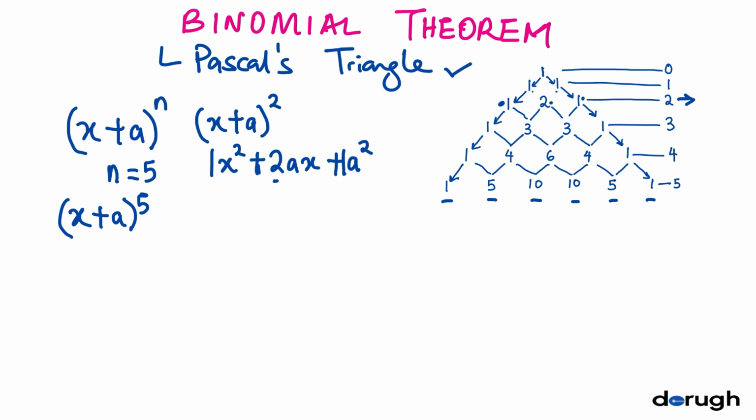Same thing applies for x plus a power 5. It just tells us that the coefficient of the first term will be 1, the coefficient of the second term will be 5, and the coefficient of the third term will be 10. The coefficient of the fourth will be 10 as well, the coefficient of the fifth will be 5, and the coefficient of the last term will be 1.